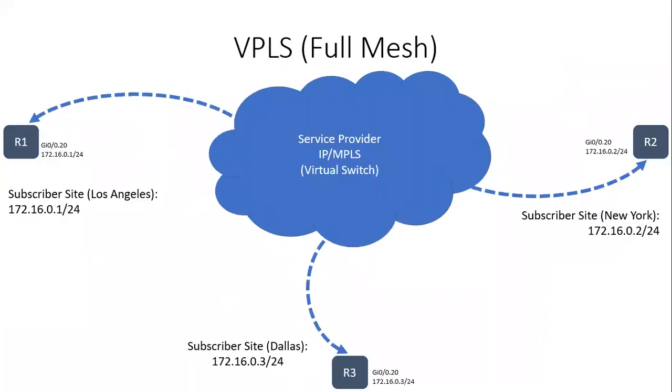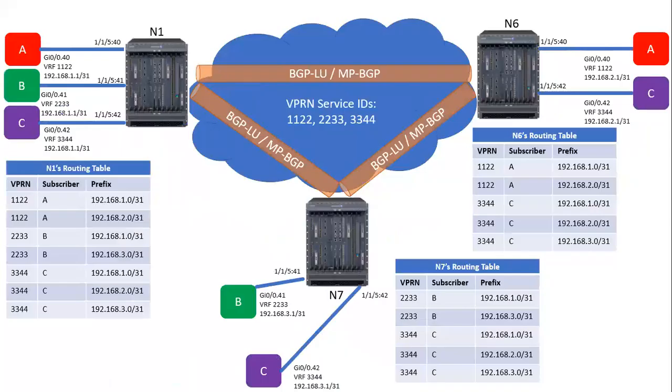Now, when we get to Layer 3 VPNs, instead of those labels being signaled through targeted LDP sessions, they're going to be exchanged, I can't really even say signaled, through BGP labeled unicast or multi-protocol BGP sessions.